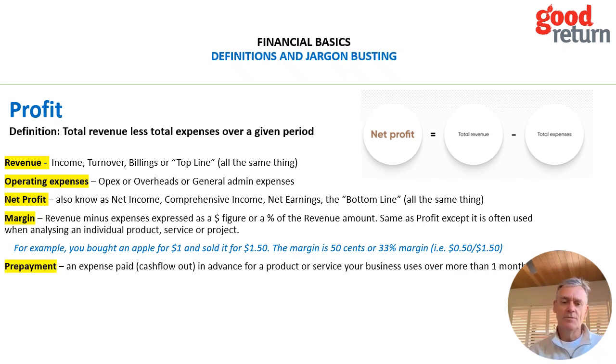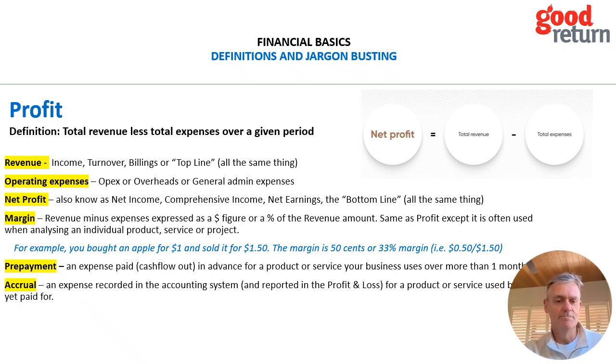Now, you've probably heard the term prepayment, and that's often in relation to expenses. So it's cash flow out in advance for a product or service that the business is going to use into the future. So in other words, if you do the prepayment this month, but the service or the product that you've bought will actually have benefit to the business for longer than that month, say 12 months, that's a prepayment of that expense 12 months in advance. And I'll give you a demonstration of that in a minute.